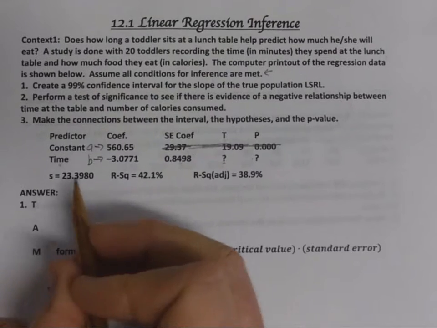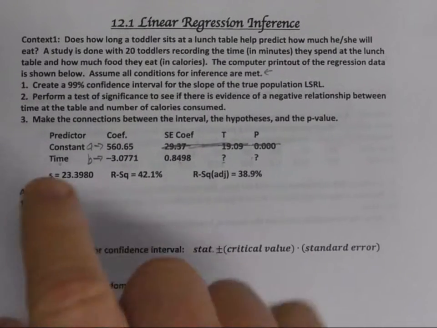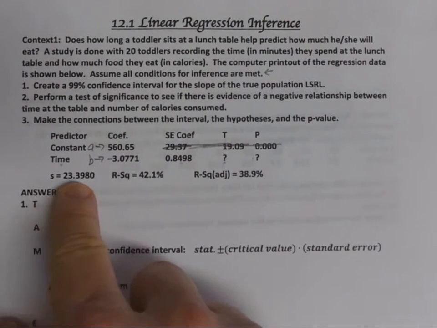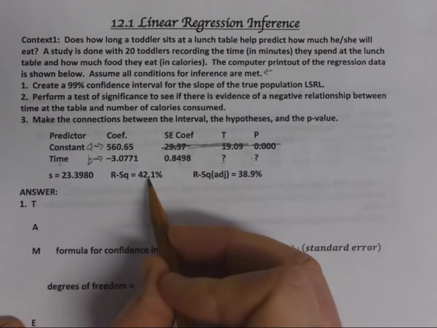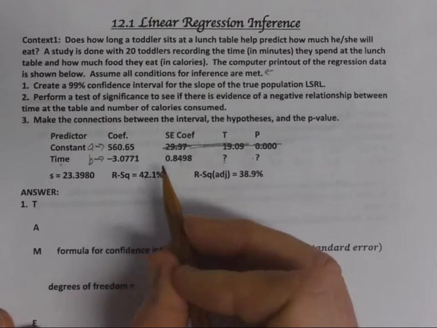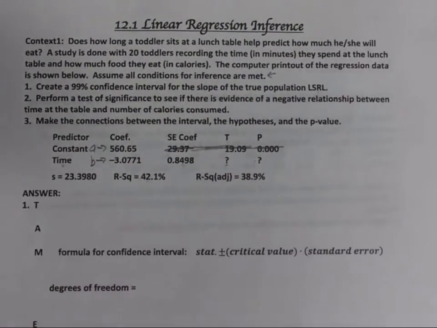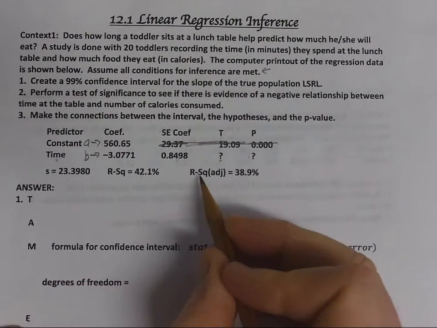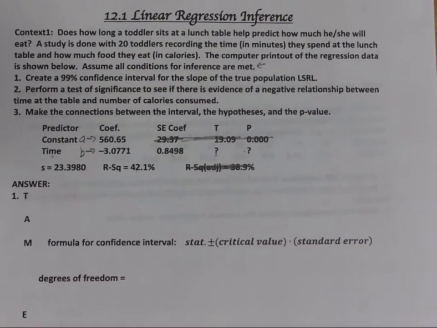So there's S, the standard deviation of our residuals, the average amount predictions will be off. There's R squared, the percent of the change in Y that can be explained by this model, or by the change in X. R squared adjusted we'll never use. All right, so here we go.